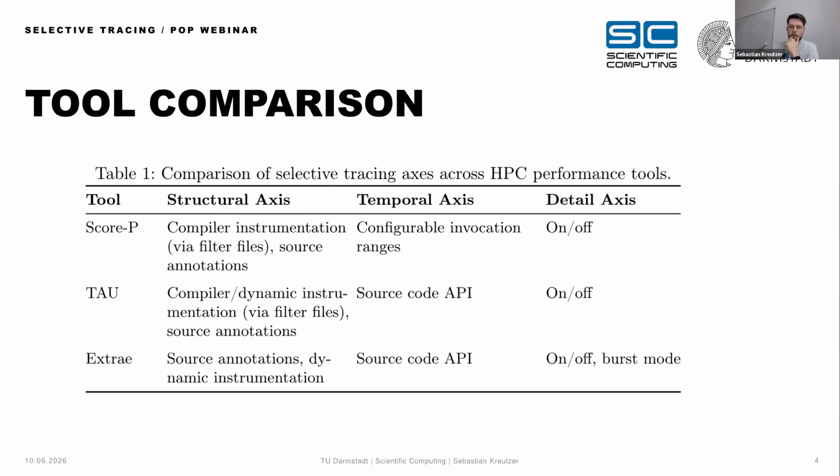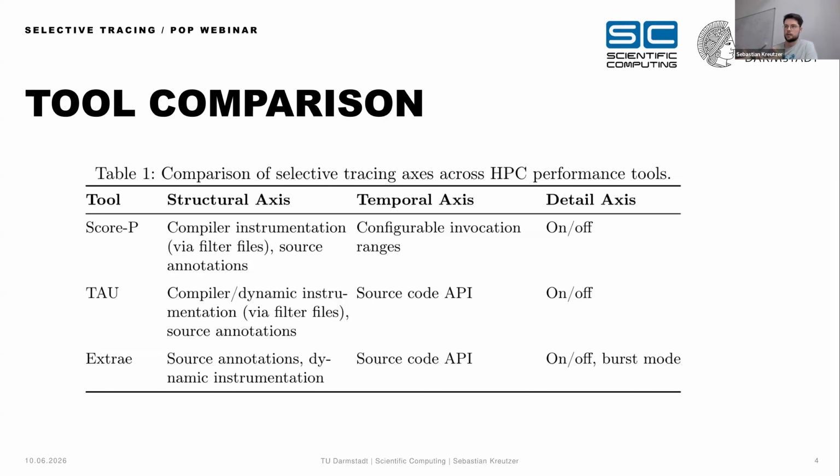So let's look at the current state of performance tools and how they support selection on those levels. Here I've looked at Score-P, TAU, and XRay. I haven't included any sampling-based tools here because they don't really cover that structural axis, and then it's also difficult to introduce any temporal or detail level filtering. So we're focusing here on instrumentation-based tools.